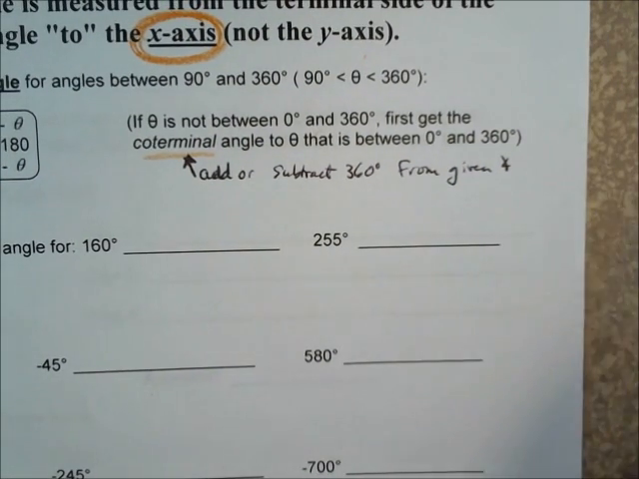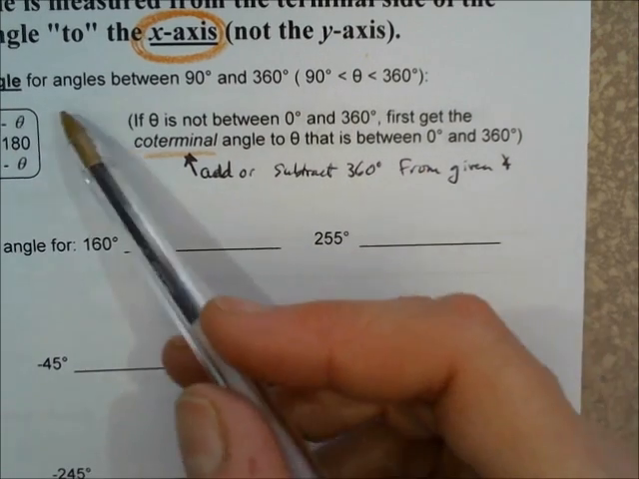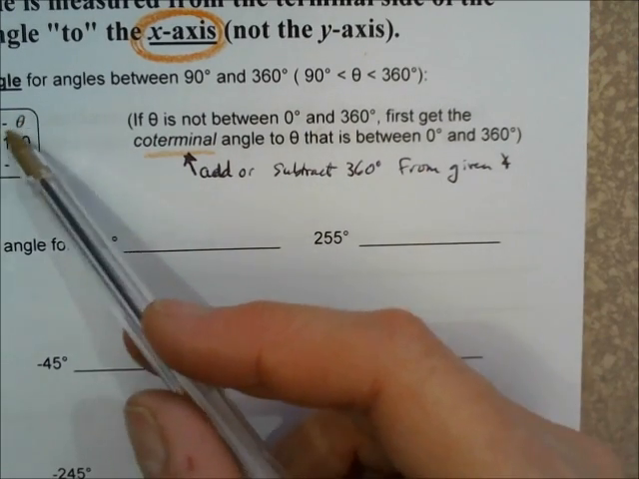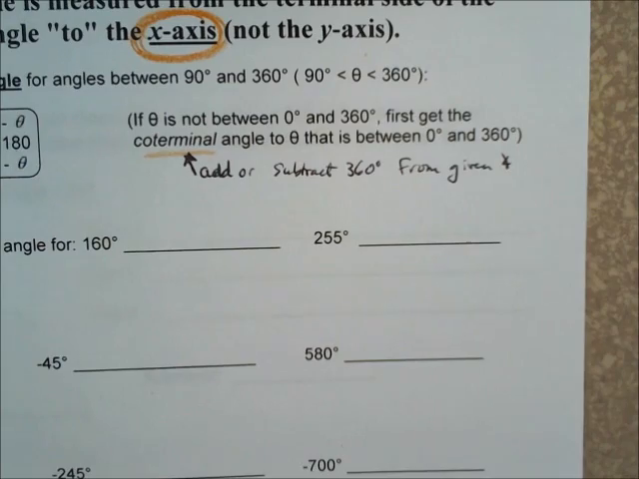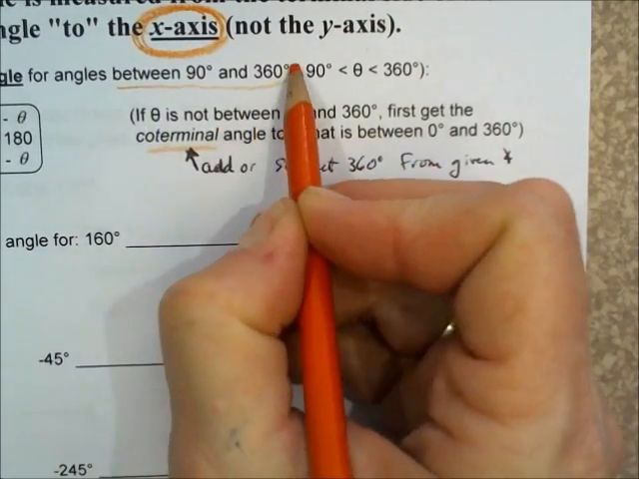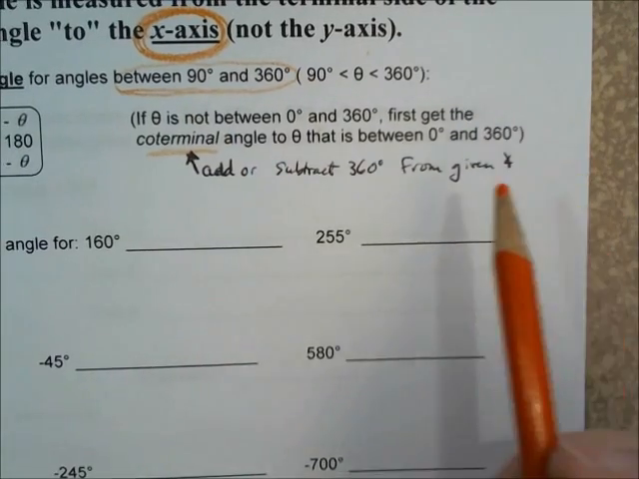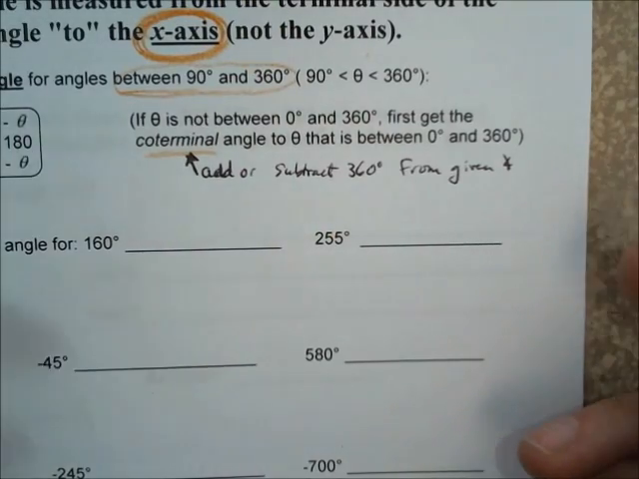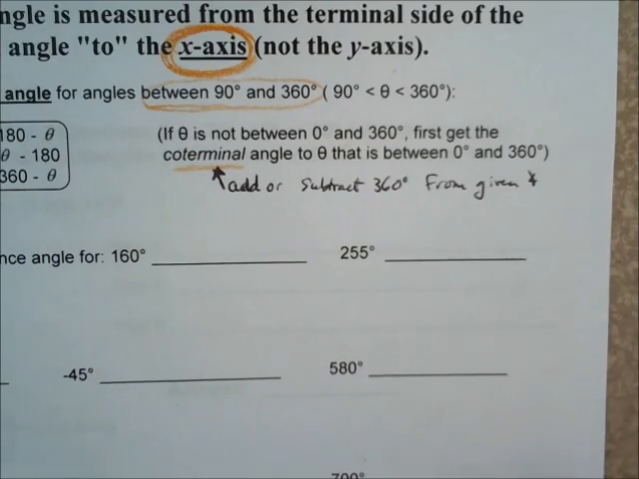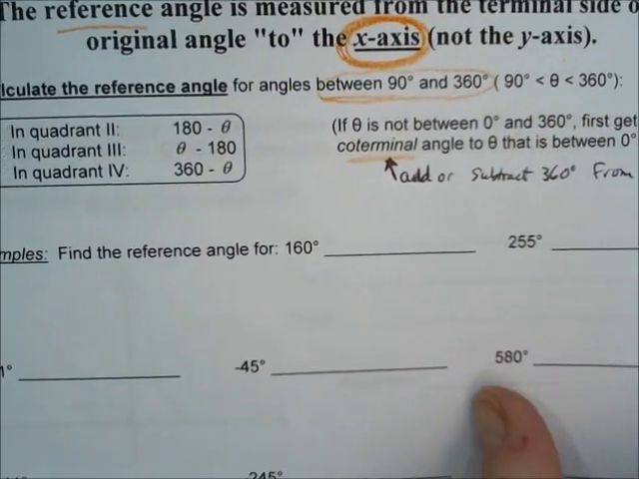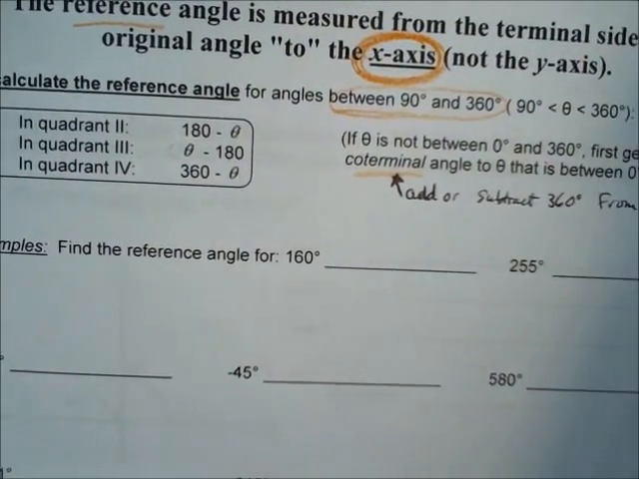All right, that's how to get a coterminal angle, because what you really need is for these angles theta to be between 0 and 360. That's what this says. These are the angles between 0 and 360, or actually between 90 and 360, because a quadrant 1 angle is its own reference angle. So here's the example, or several of them.